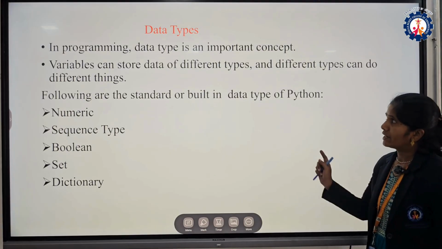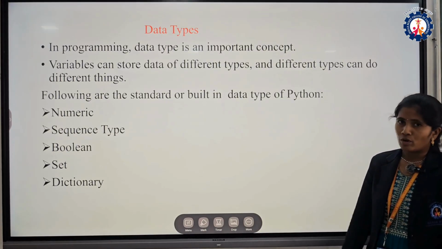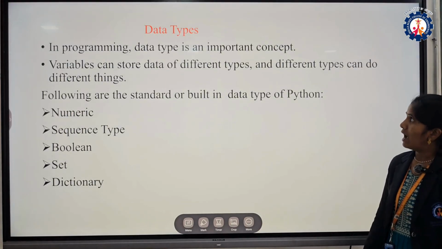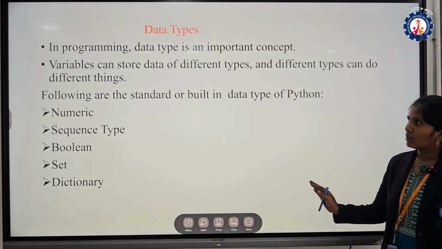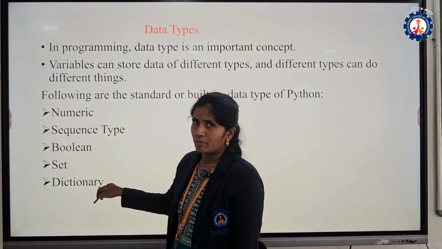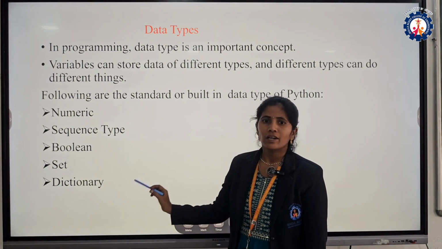In programming, data type is an important concept in Python programming. Why is it important? Variables can store data of different types, and different types can do different things. Following are the standard or built-in data types of Python: numeric type, sequence type, boolean, set and dictionary.